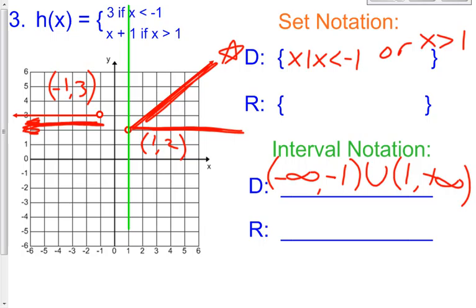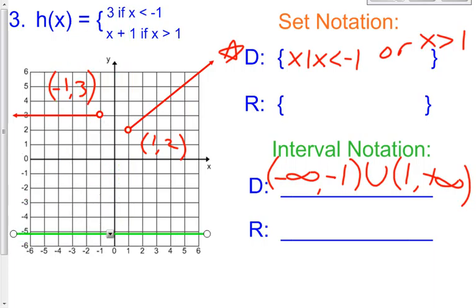All right, for the range, let me get rid of some of this garbage up here that I've written. For my range, I'm now going to have a horizontal line. Do you see any red down here? I do not. So where does my red start? Going from the bottom up, it starts right at a y value of 2. So it starts at 2.